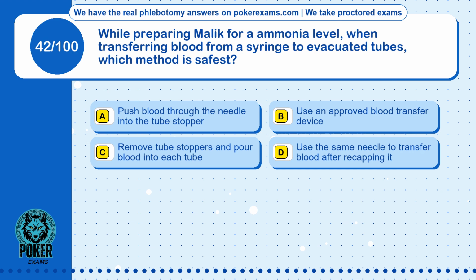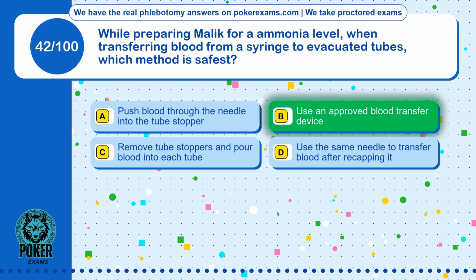Question 42. While preparing Malik for an ammonia level, when transferring blood from a syringe to evacuated tubes, which method is safest? Option A. Push blood through the needle into the tube stopper. Option B. Use an approved blood transfer device. Option C. Remove tube stoppers and pour blood into each tube. Option D. Use the same needle to transfer blood after recapping it.